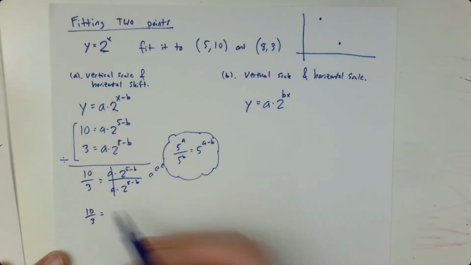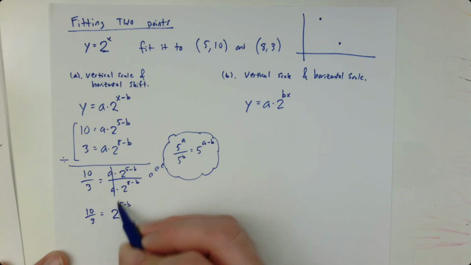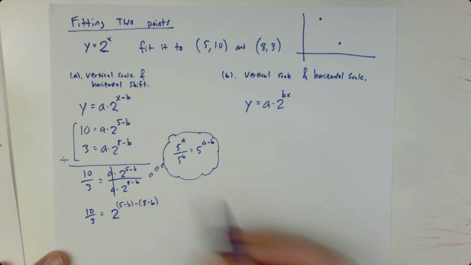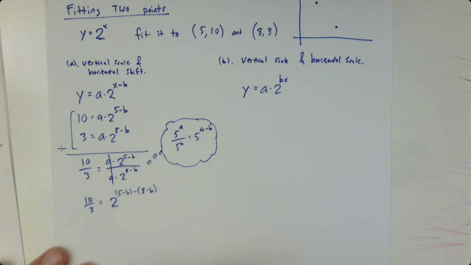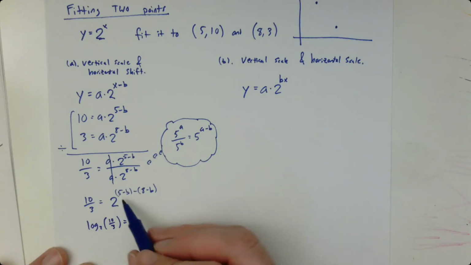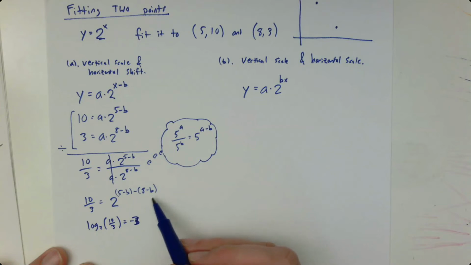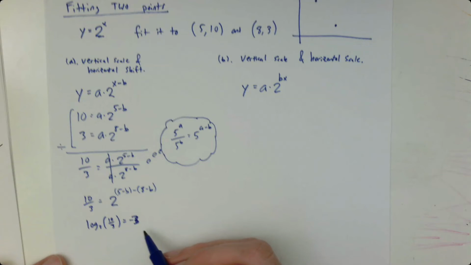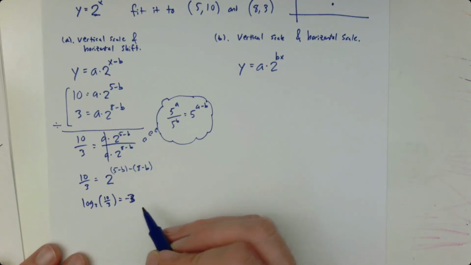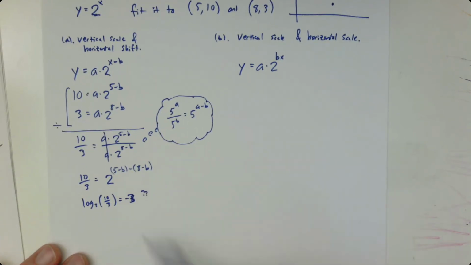So applying that rule now, we've got 2 to the 5 minus b minus 8 minus b. Let's take log base 2 of both sides. And let's simplify this top part. So 5 minus 8 is -3. Whoops, -3. And then negative b minus opposite b is negative b plus b, which is 0. And so now we have lost the b that we were trying to solve for. So what has happened? Also, if you evaluate log base 2 of 10/3, you'll see that it is not, in fact, equal to -3.